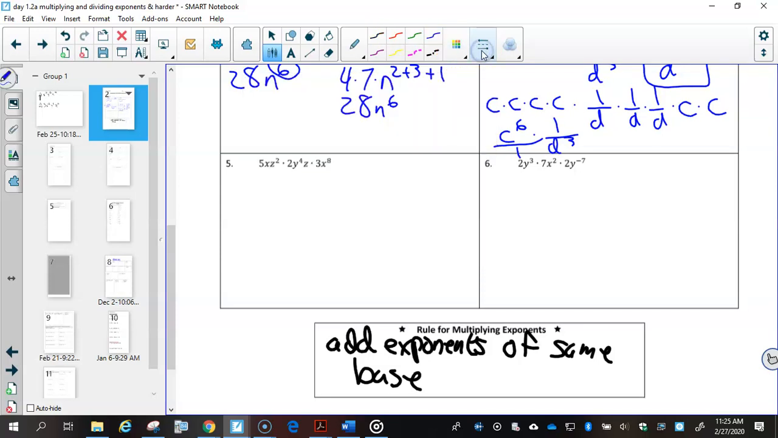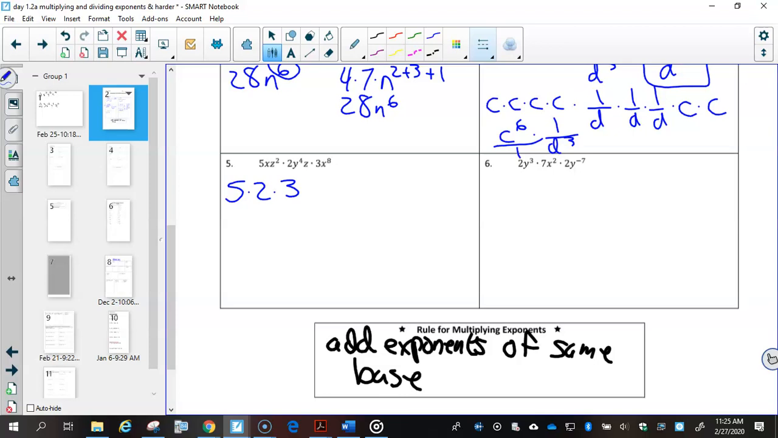For number 5, you have x's, you have z's, you have y's, and you have numbers. The numbers don't count as being the same base because you can combine them, you can multiply them. So you could rewrite that, put all of the numbers out front. Those parts don't matter. You will multiply them.